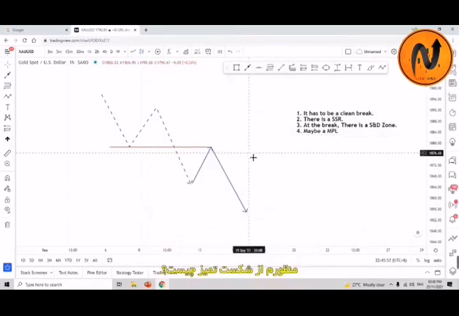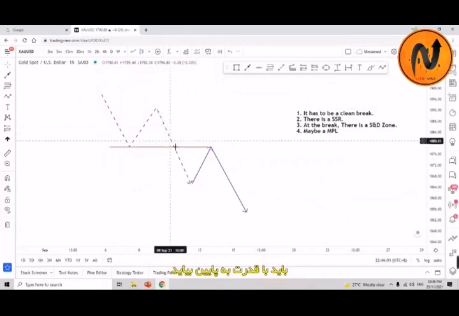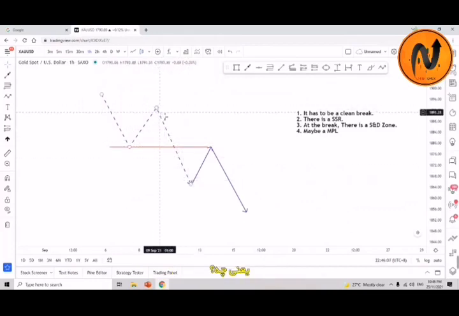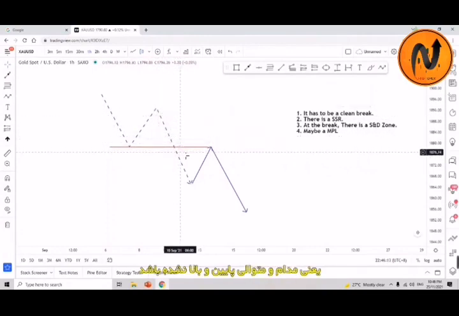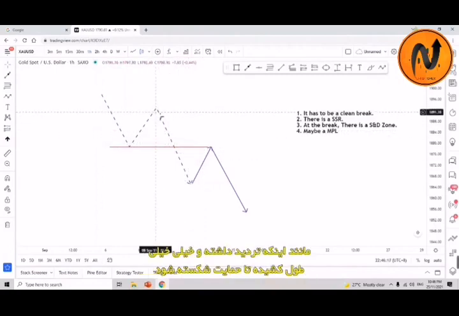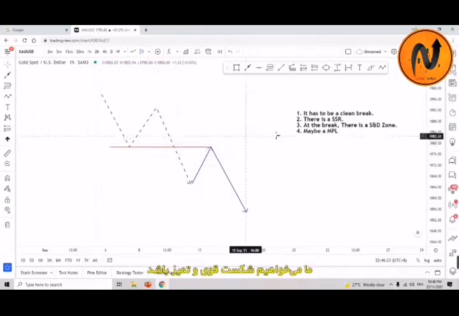So what do I mean by it has to be a clean break? When the price breaks this low, the support over here, it has to come down nicely. What does it mean to come down nicely? It does not hesitate. It does not come down, go back up, come down, go back up, then come down, and then go back up. Like it hesitates, it takes a very, very long time to break this support. So this is not what we want. It has to be a clean break.